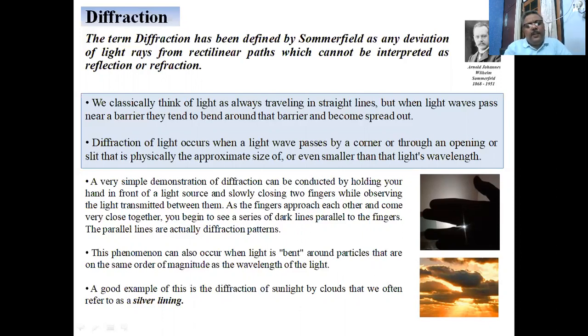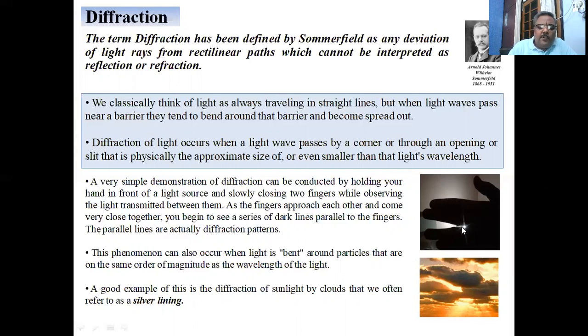So a very simple demonstration of diffraction can be conducted by holding your hand in front of a light source, like you see in the figure, and slowly crossing the two fingers while observing the light transmitted between them. As the fingers approach each other and come very close together, you begin to see a series of dark lines parallel to the fingers. The parallel lines are actually the diffraction pattern.